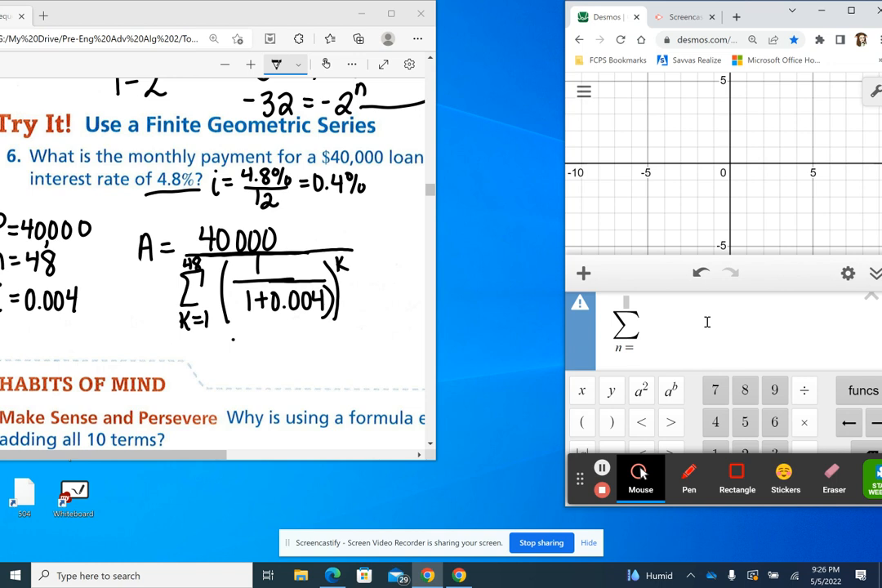So type in the word sum. Oh wait, I don't want to type in the word sum yet. I need a fraction first. 40,000 over, now I want a sum. And you can change this letter from an N to a K, just delete it and fix it. From K equals 1 to 48 of the fraction 1 over 1 plus 0.004. Go to the outside of this parentheses, and I'm going to raise that to the K. And then we are going to see what we get.